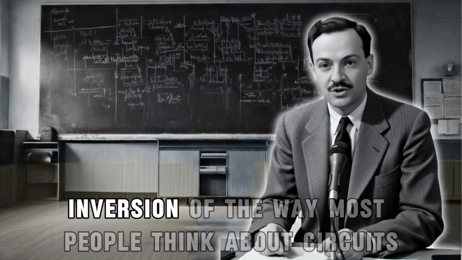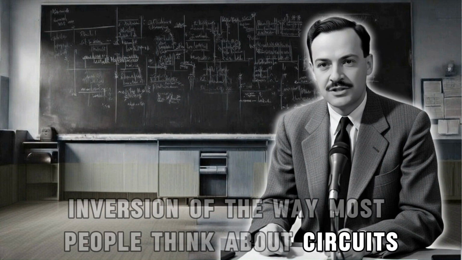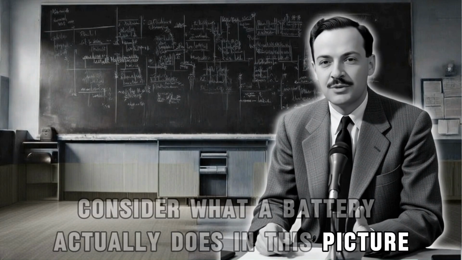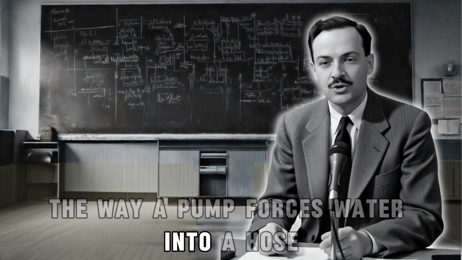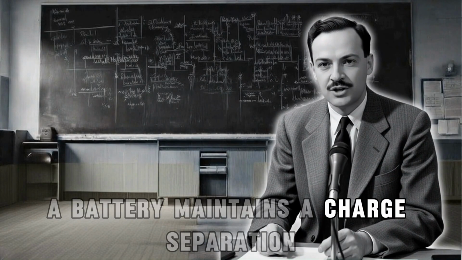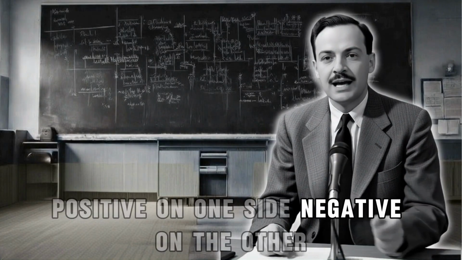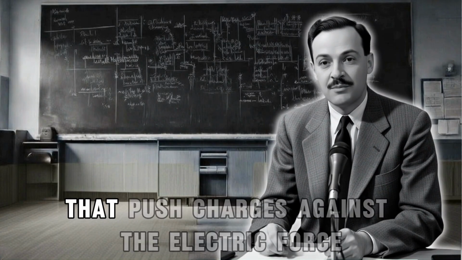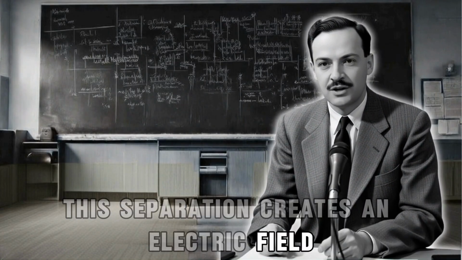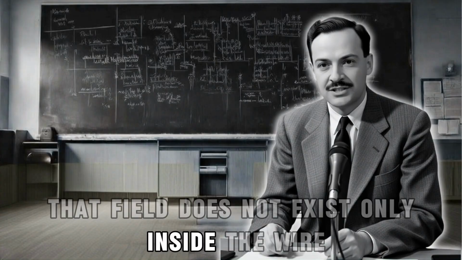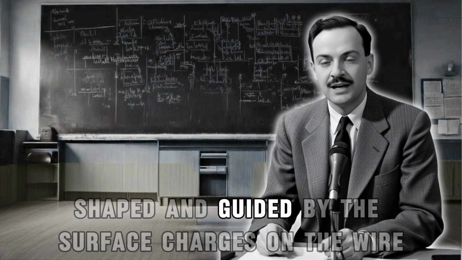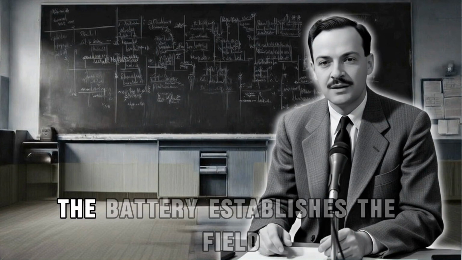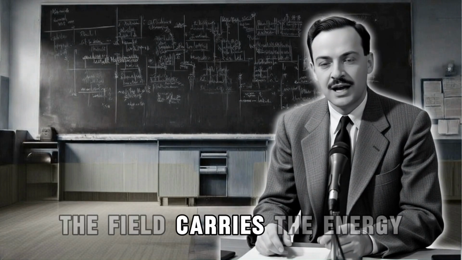This is a complete inversion of the way most people think about circuits. Consider what a battery actually does in this picture. A battery does not inject energy into the wire the way a pump forces water into a hose. A battery maintains a charge separation, positive on one side, negative on the other, through chemical reactions that push charges against the electric force. This separation creates an electric field. That field does not exist only inside the wire. It spreads outward through the surrounding space, shaped and guided by the surface charges on the wire. The battery establishes the field, and the field carries the energy.